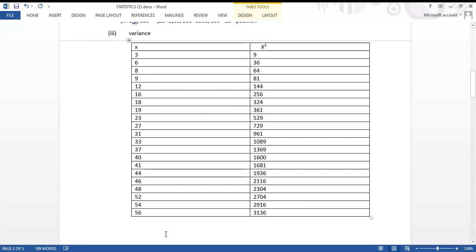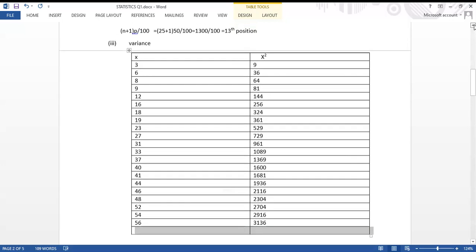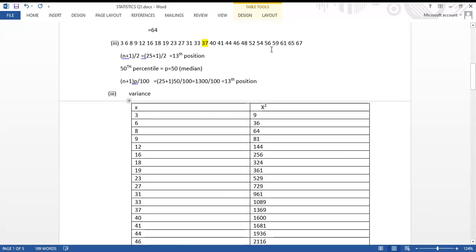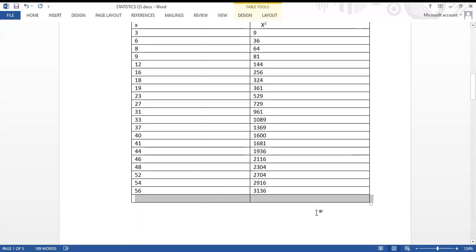3136. And so statistics, you have to be very patient, all right? Especially if you have been given a lot of data values like this, okay? In an exam, do not rush, take your time, right? 56, then 59 squared. 3481.